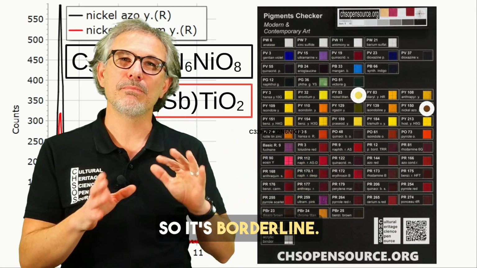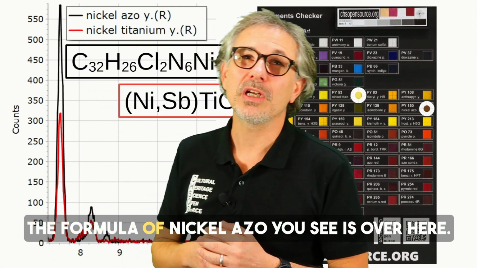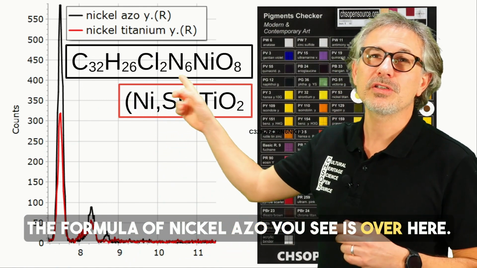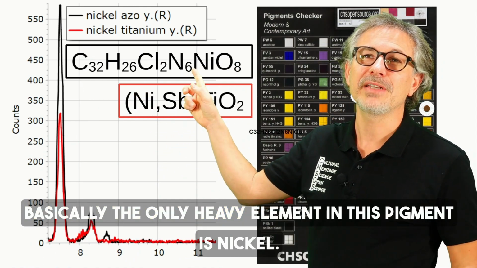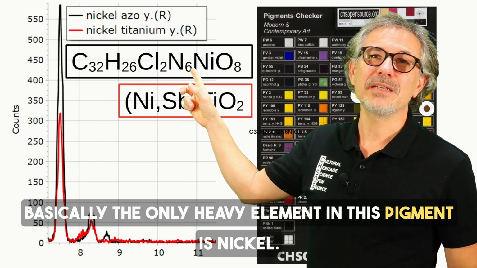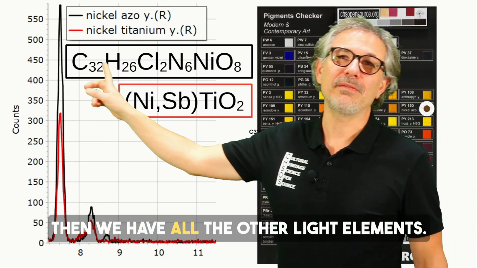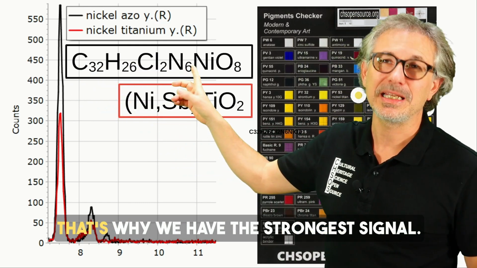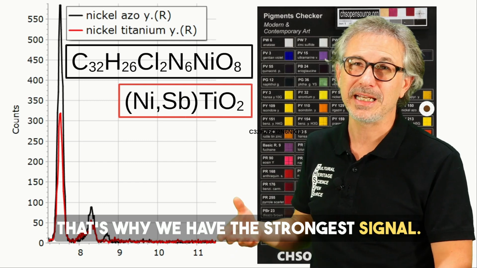So it's borderline. The formula of nickel azo you see is over here. Basically the only heavy element in this pigment is nickel, and then we have all the other light elements. That's why we have the strongest signal.